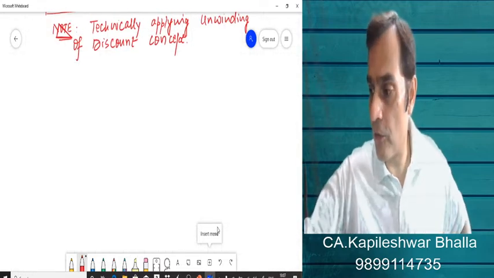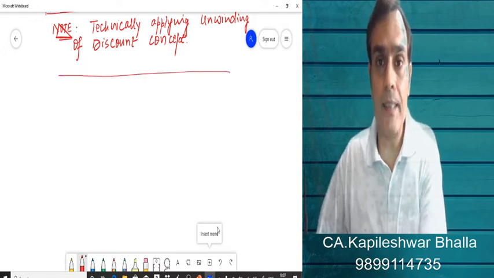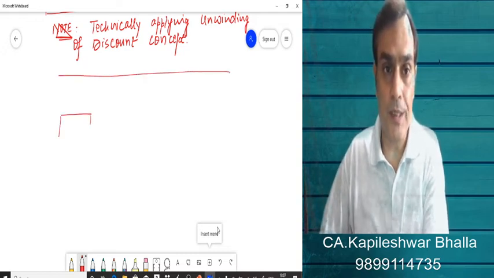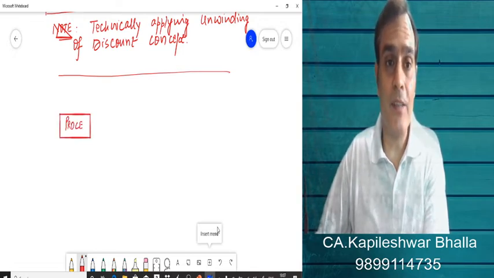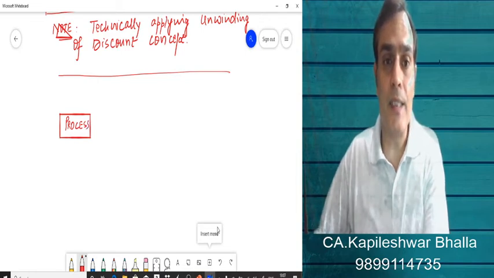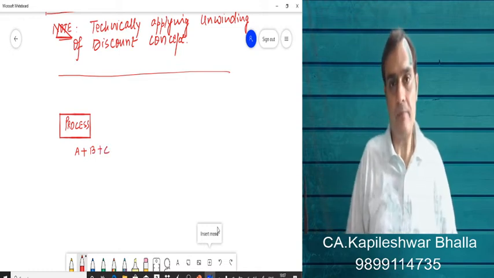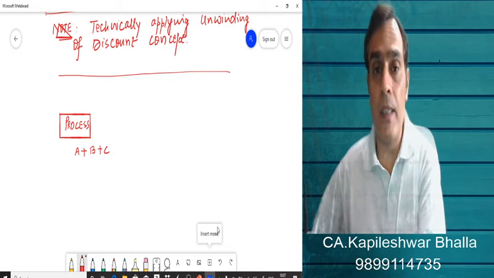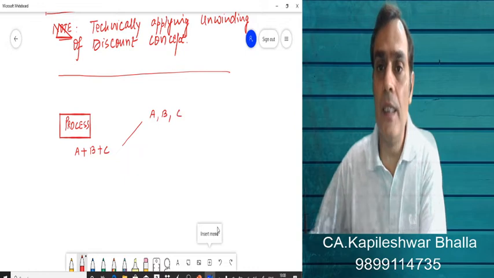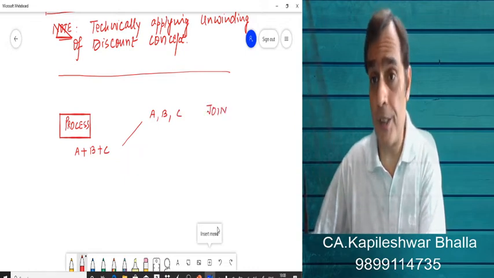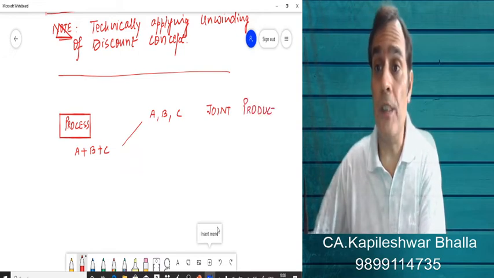So let's first of all visualize something. Let's say there is a particular process and you are simultaneously producing three products A, B as well as C. Now there are two possibilities. Number one, let's say A, B as well as C are supposed to be joint products. So all these three products are supposed to be joint products.